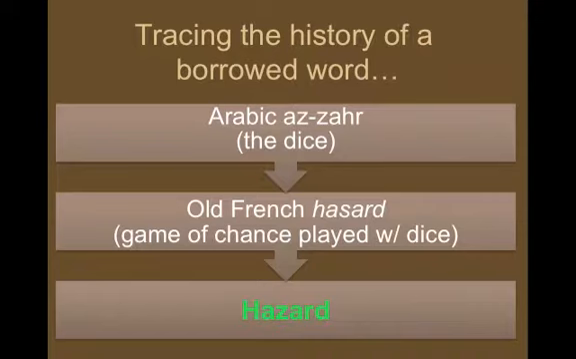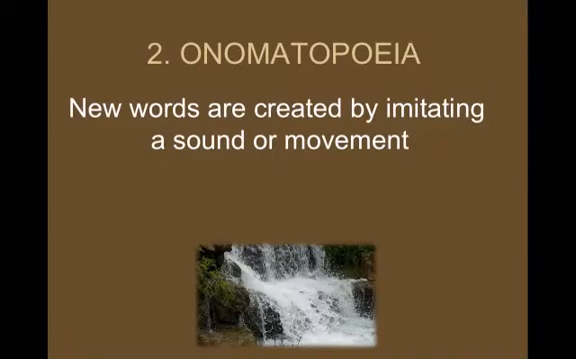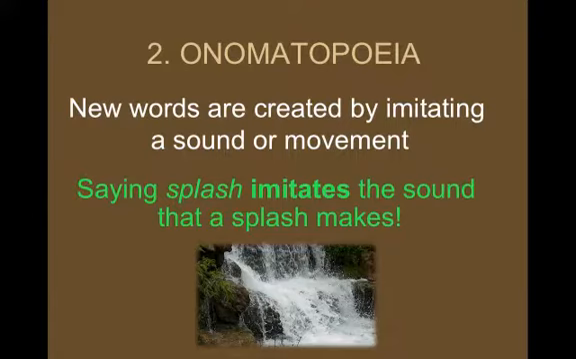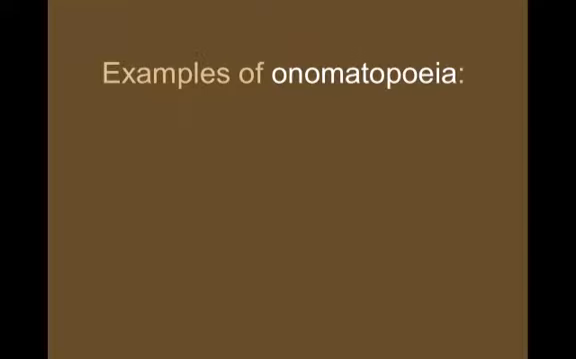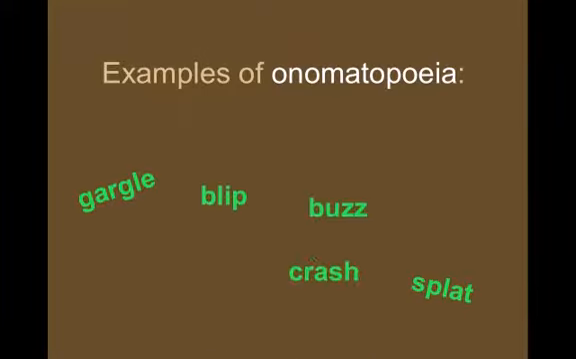All right, second technique, onomatopoeia. This is when new words are created by imitating a sound or a movement. Saying splash imitates the sound that a splash makes. Here are some more examples. Words like gargle and splat, blip, buzz, crash.